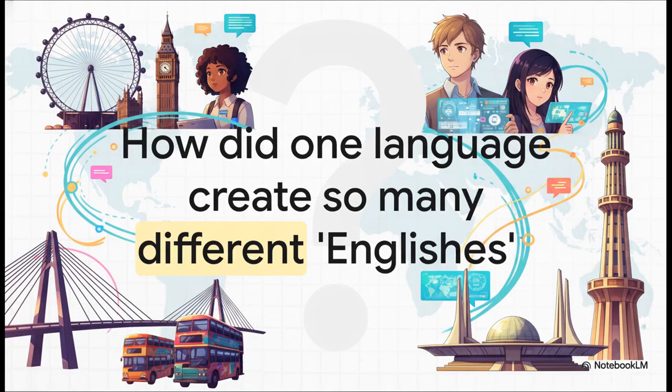It's a fantastic question, isn't it? How did this one language branch out into so many unique varieties all over the globe? To get a handle on it, you really need a map. And for decades, the go-to map was one created by a brilliant linguist named Braj Kachru.